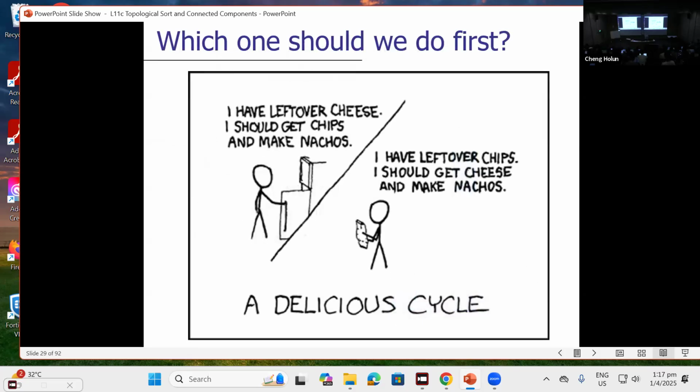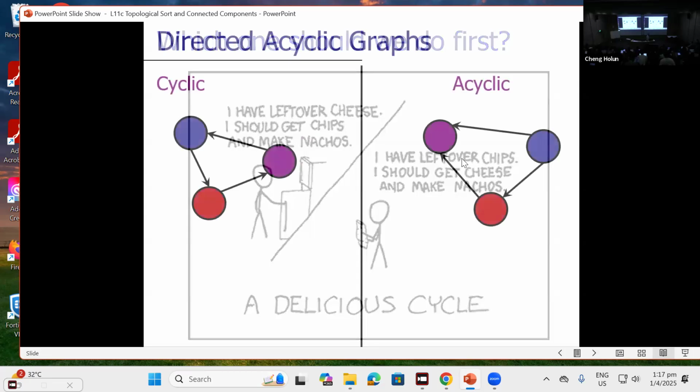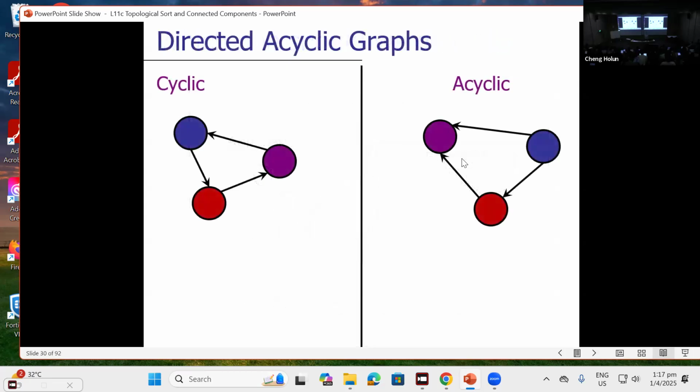Okay, because you are not allowed to have cycles. I cannot have a chicken-and-egg problem. In order to have the chicken, you need to have an egg. In order to have the egg, you need the chicken. You cannot have that. So first of all, the prerequisite is your graph cannot have a directed cycle.